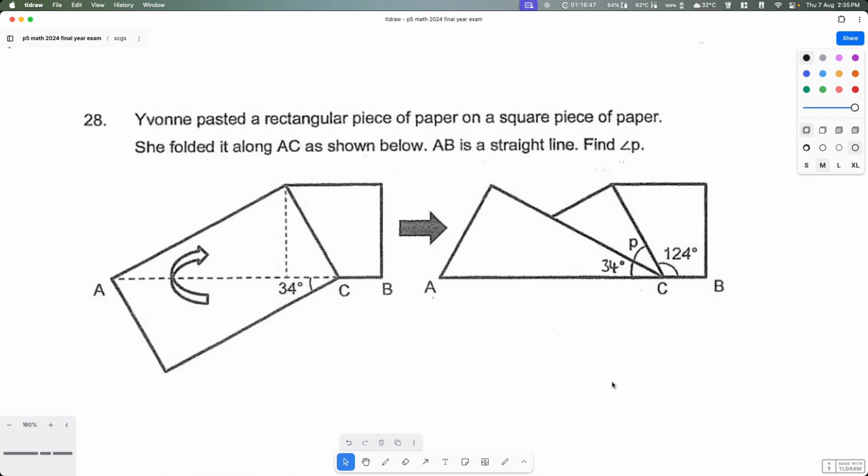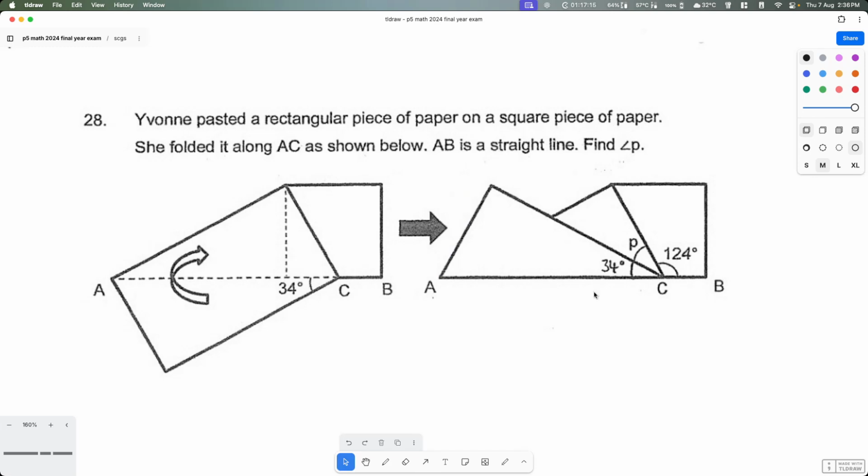Question 28. Yvonne pasted a rectangular piece of paper on a square piece of paper. She folded along AC as shown below. AB is a straight line. Find angle P. All right, so in this case over here, the person already gave me the answer, which is 34 degrees.